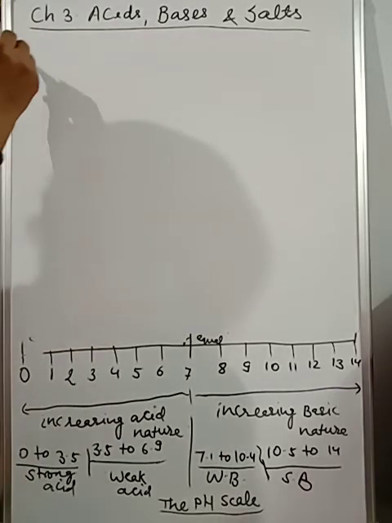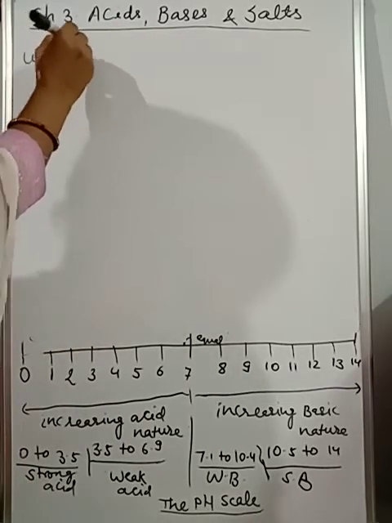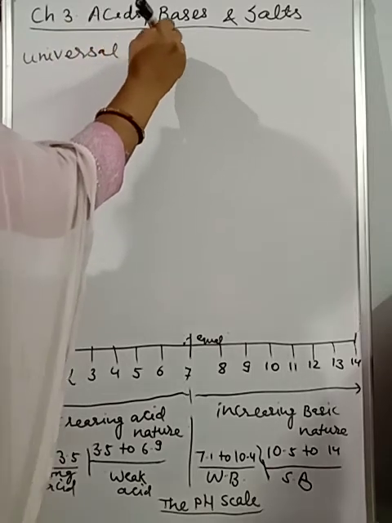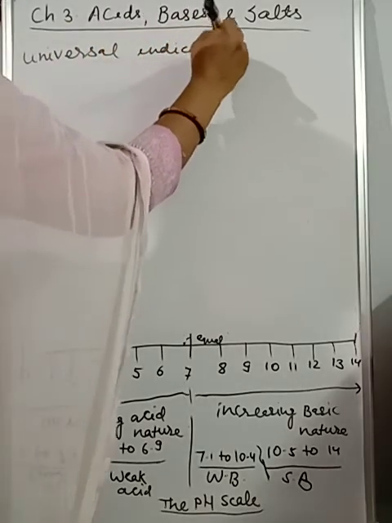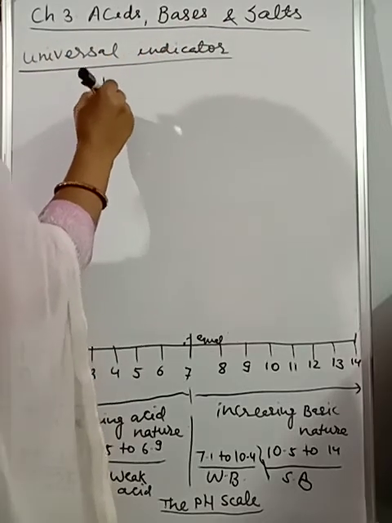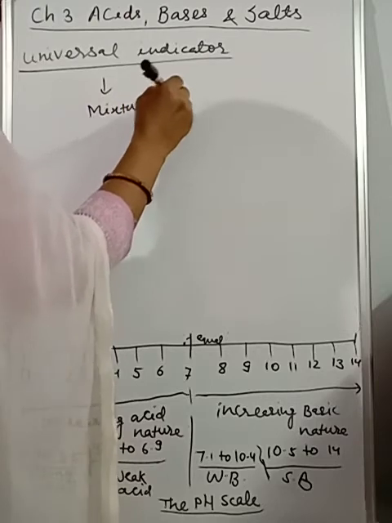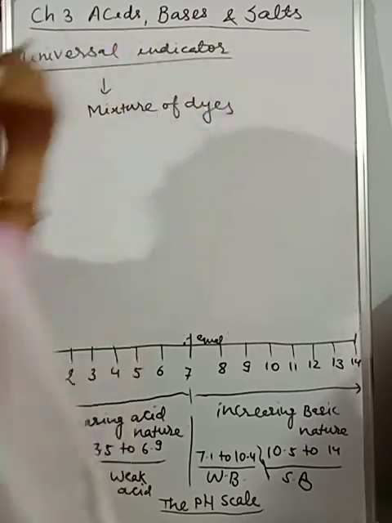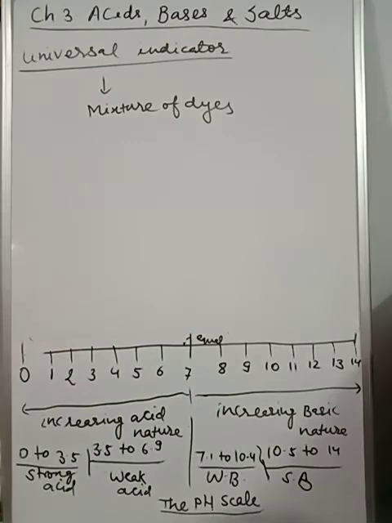So the universal indicator, from the understanding point of view, is simply a mixture of dyes. Mixture of dyes means different colors. And how can we define it? It is an indicator which gives a spectrum of colors, depending on how acidic or alkaline a solution is. Means the universal indicator gives us different colors at different concentrations of hydrogen ion in a solution.